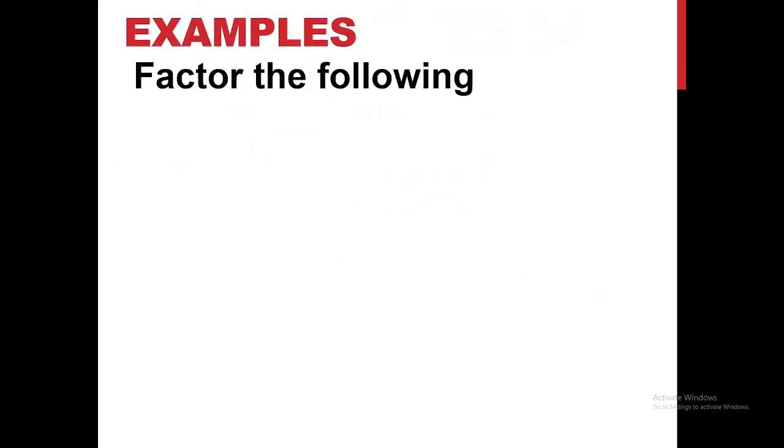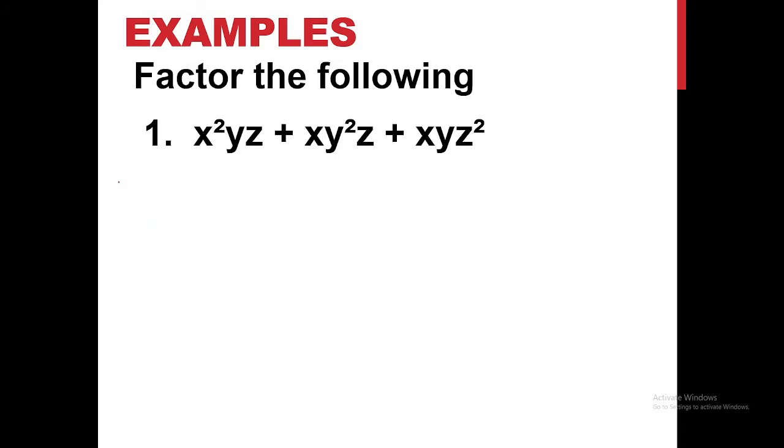Let's have more examples. Let's have this one. What is the GCF here? Because we will factor that out. Who can give me the GCF? Anyone? XYZ, correct. XYZ. Between x squared, x and x, it's x, sir, the one with the least exponent. That's why I've written x there.